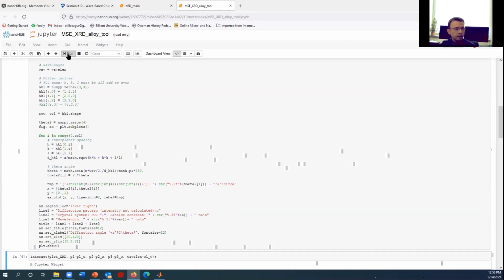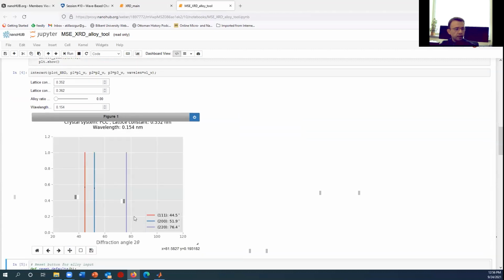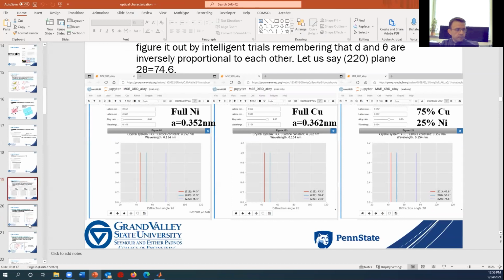So I'm just hitting the run button till this arrives. This is made out of, let's look at our notes, 2 different metals, nickel and copper. This is an alloy made out of these 2. So we're using XRD to understand the percentage of nickel versus copper. We know that nickel's lattice constant is slightly smaller than copper, okay?